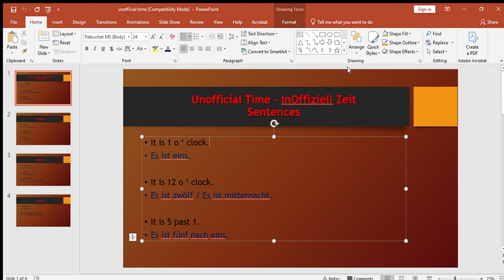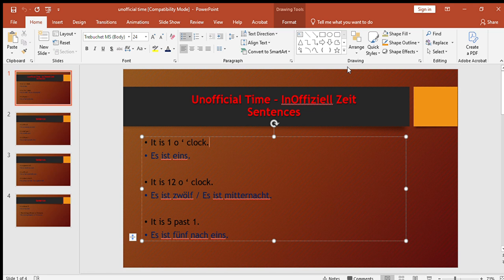In this lesson, you will learn how to read unofficial time in German. So are you ready? Here we go. Remember, you should listen and repeat after me. Inoffiziell Zeit. Inoffiziell Zeit. Here is the first sentence.